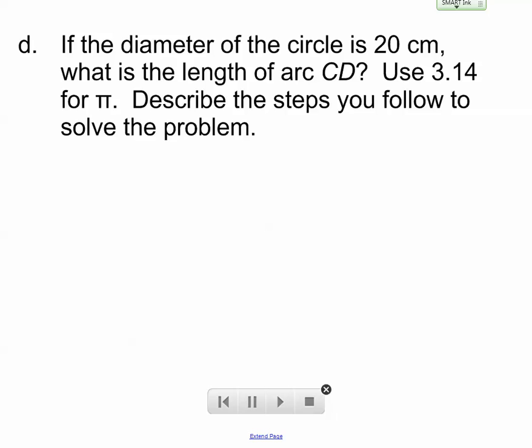So if the diameter of a circle is 20 centimeters, then what is the length of arc CD? Now when we talk about measure, we're talking about degrees, but when we talk about length, we're talking about centimeters, inches, whatever. They tell us to use 3.14 for pi, and we're going to describe the steps that we do to solve this problem. Well, if we want to find the length of CD, that 45 degree arc, then the first thing we should do is find the circumference of the entire circle.